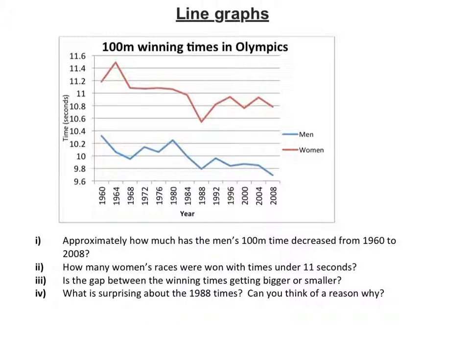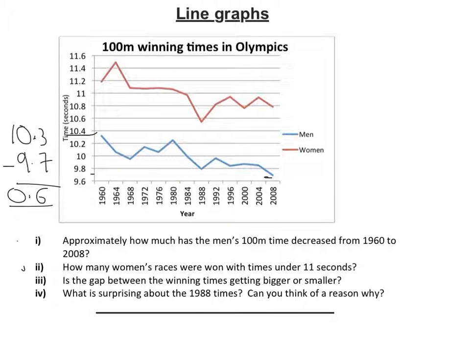Question 1. Approximately how much has the men's 100 meters time decreased from 1960 to 2008? So let's get the 1960 time. So that's here. So that's about 10.3. And the 2008 time is here. So if I go all the way along, that goes down to about 9.7. So if I take those away, I get 0.6. So it's decreased by 0.6 seconds.